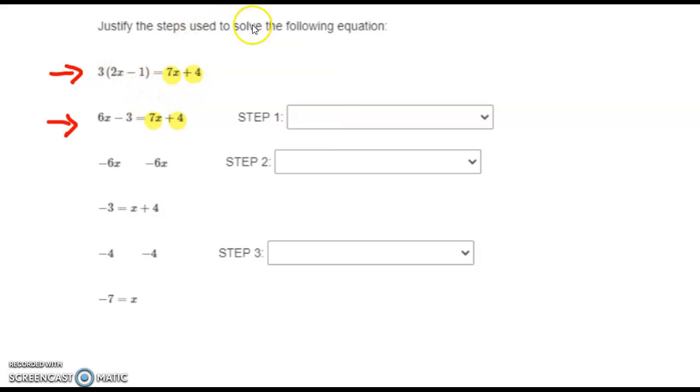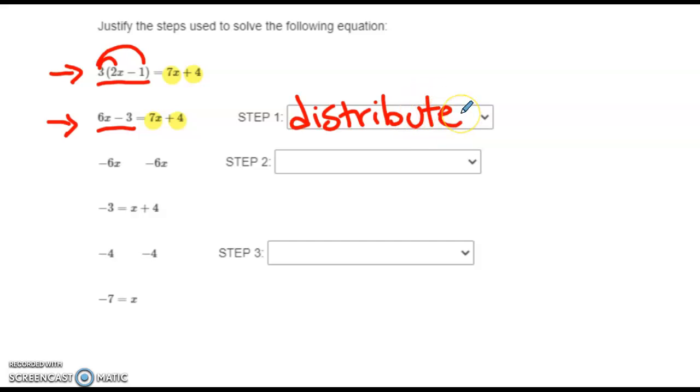So I'm asking myself, what did they do from here to here? And what they did is they took this 3 and they distributed it. They did 3 times 2x, which was 6x, and 3 times 1, which was 3. So the first thing they did is they distributed, or they did the distributive property. I'm not sure exactly how it's going to be written, but something like that.